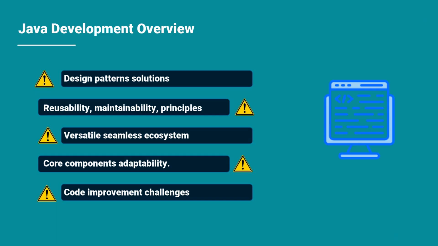The Java platform is a powerful tool for developers, providing a robust ecosystem for building versatile applications. In this lesson, we'll dive into an overview of Java development, focusing on its core components and how they interconnect to create a seamless computing experience.